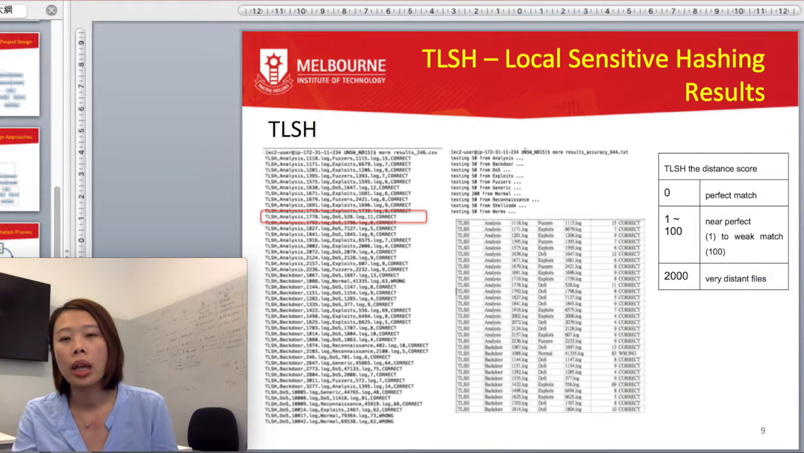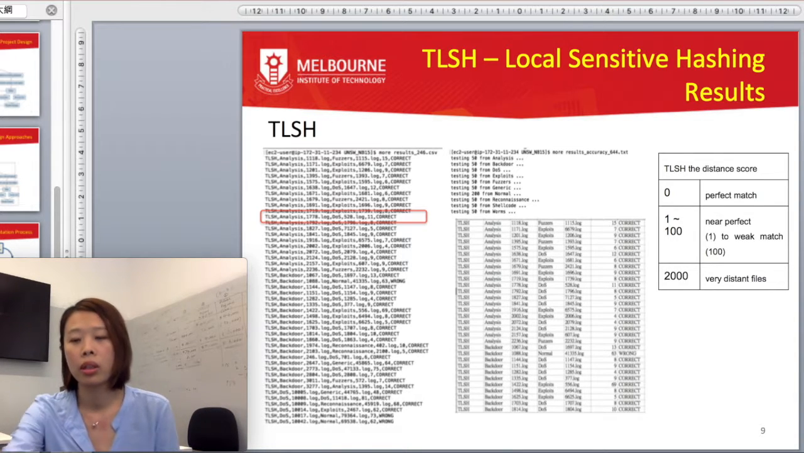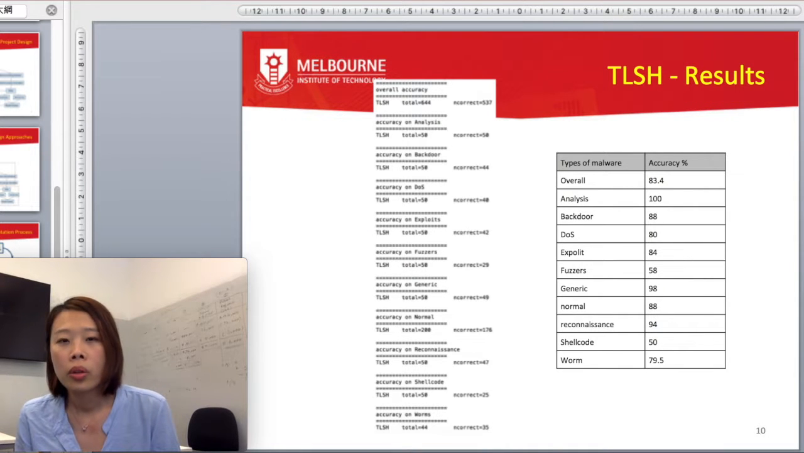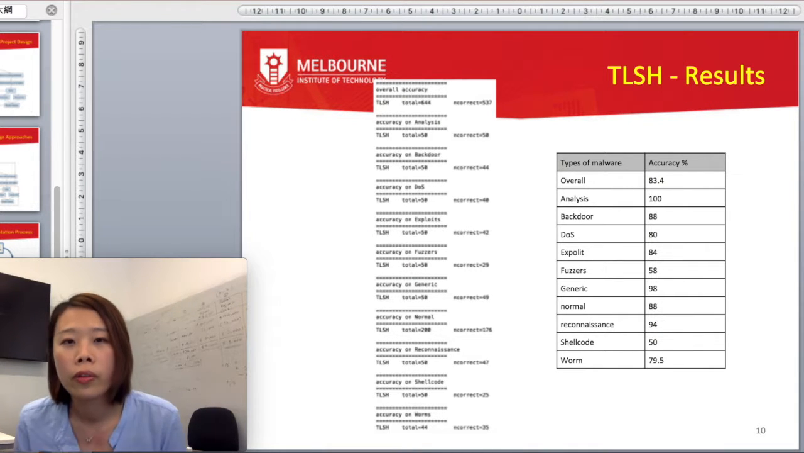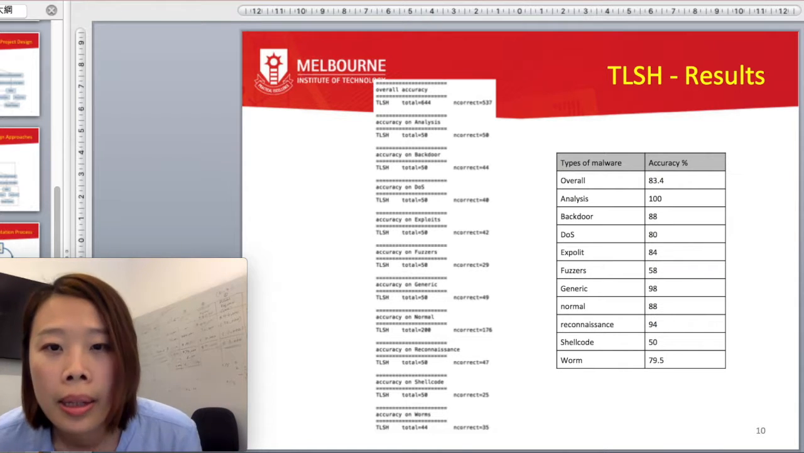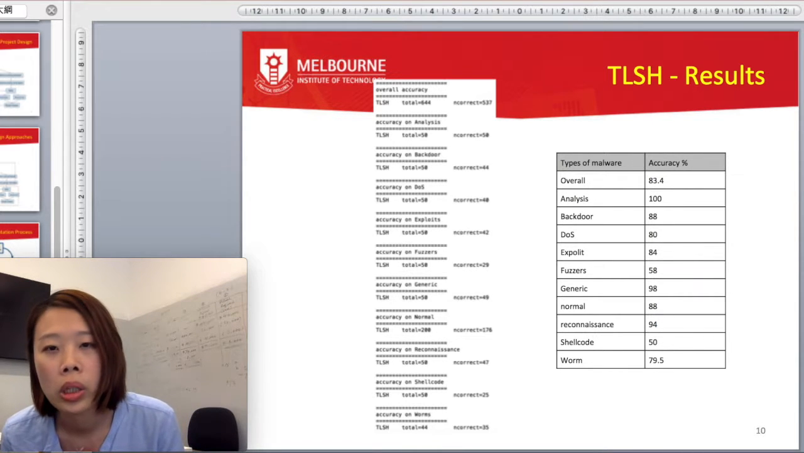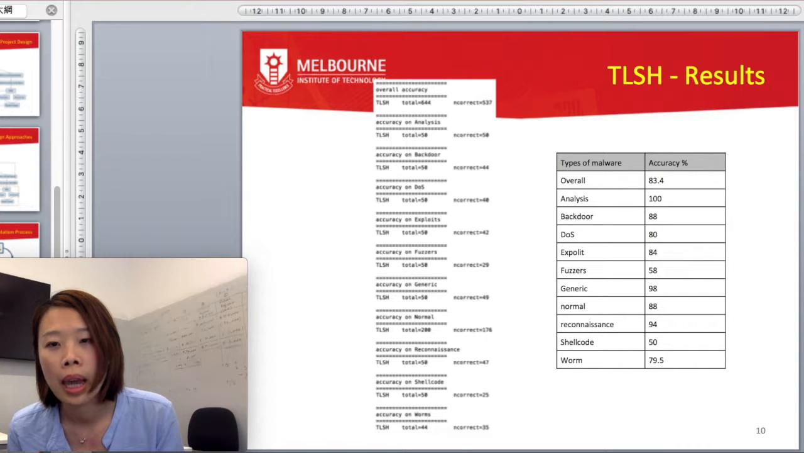Then we can export these results to an Excel file, and further research the details of the results. We also get the overall accuracy. We can see that the total testing number is 644, and the number of correct is 537. So the overall accuracy is 83.4%.